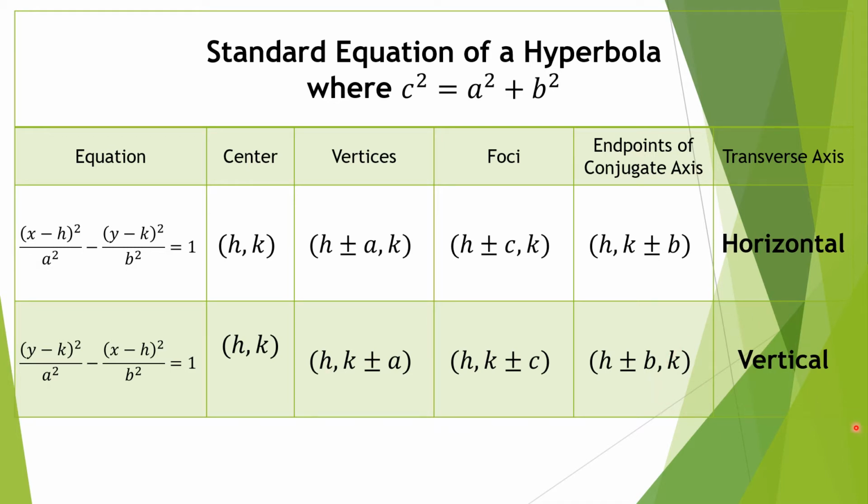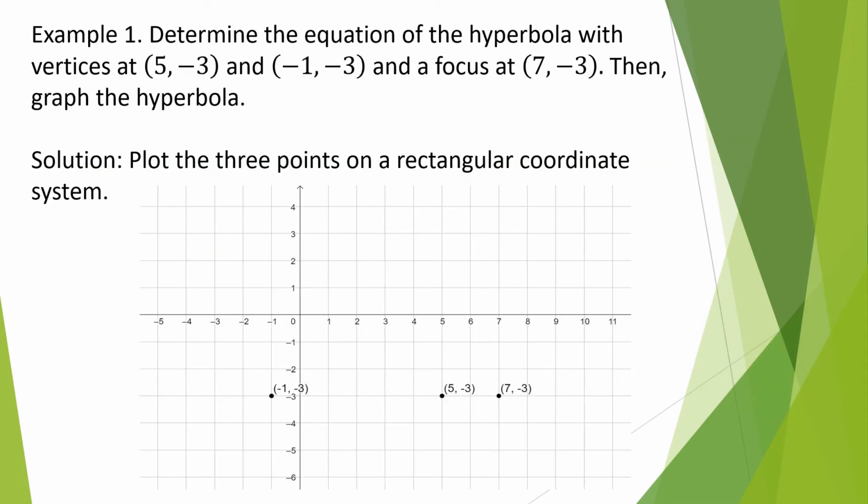So nagapatindog ang aton nga transverse axis. So let's have here an example. Determine the equation of the hyperbola with vertices at (5, -3) and (-1, -3), and the focus at (7, -3), then graph the hyperbola. For the solution, plot the 3 points on a rectangular coordinate system. So, aton mga given nga points, we are trying to graph this sa aton nga rectangular coordinate system.